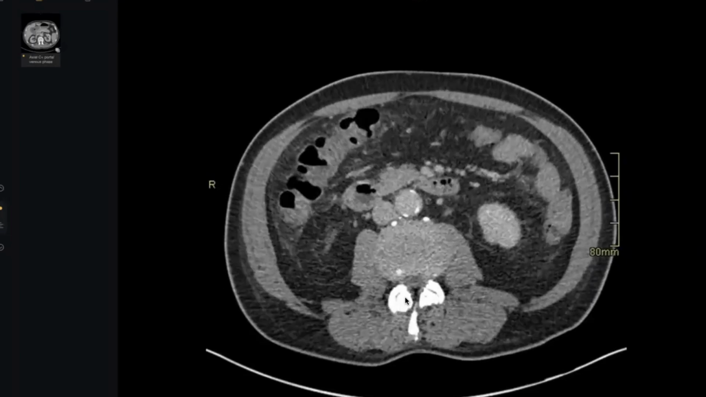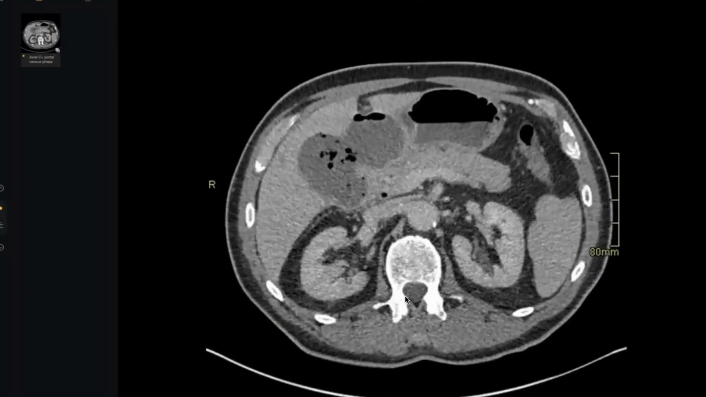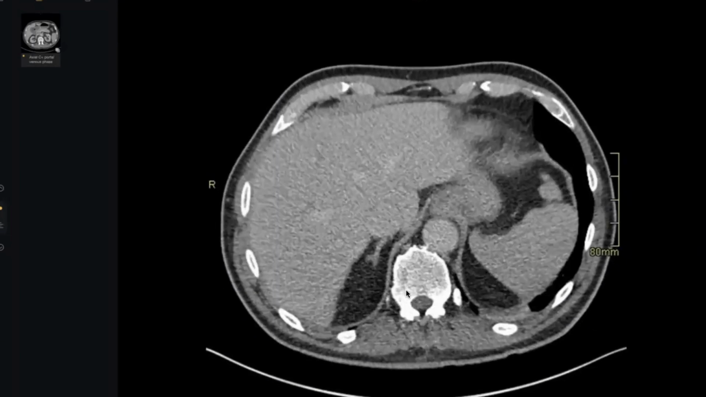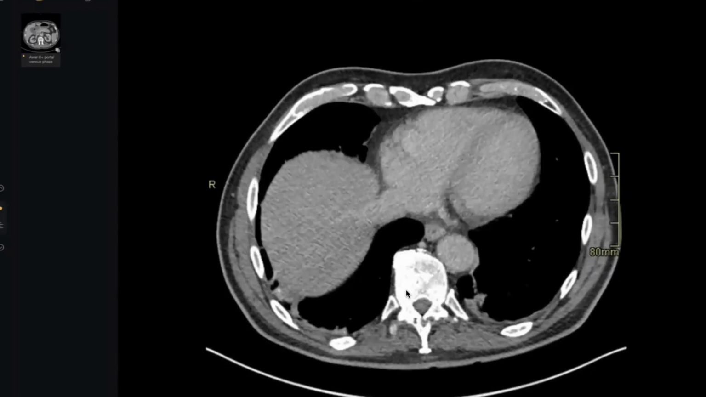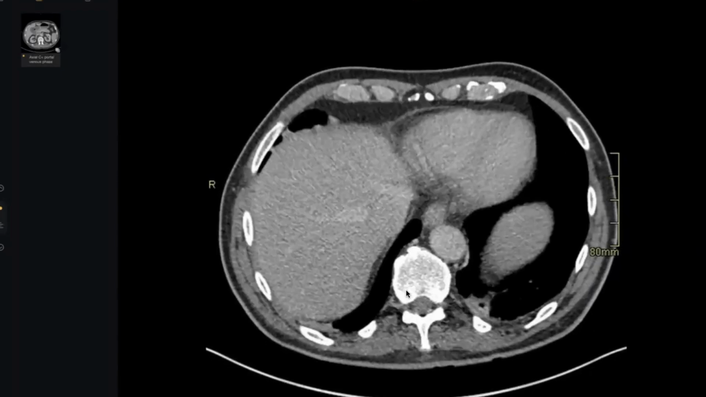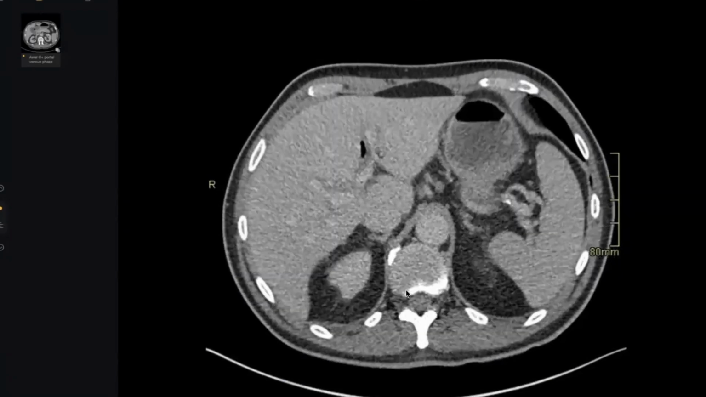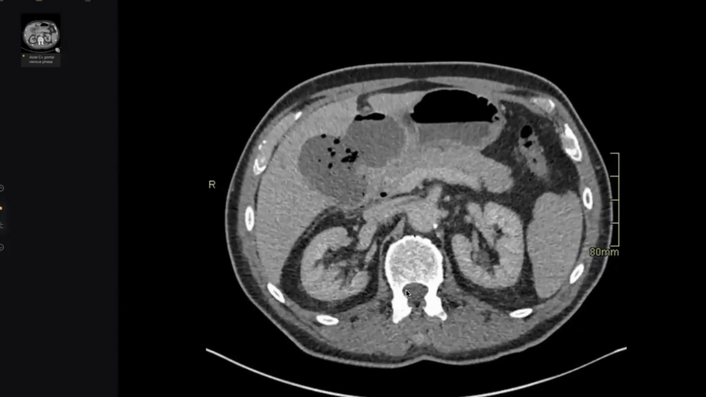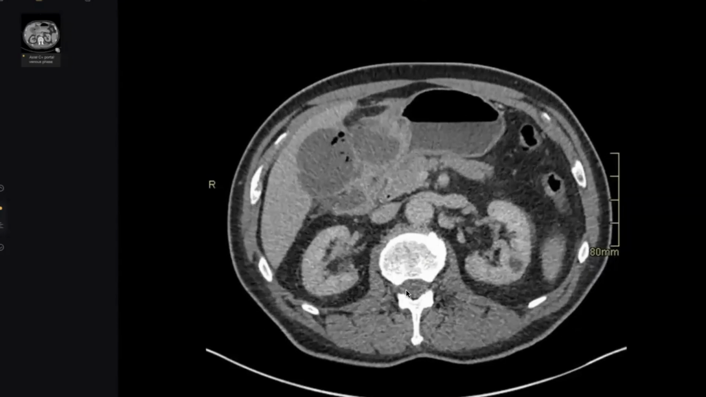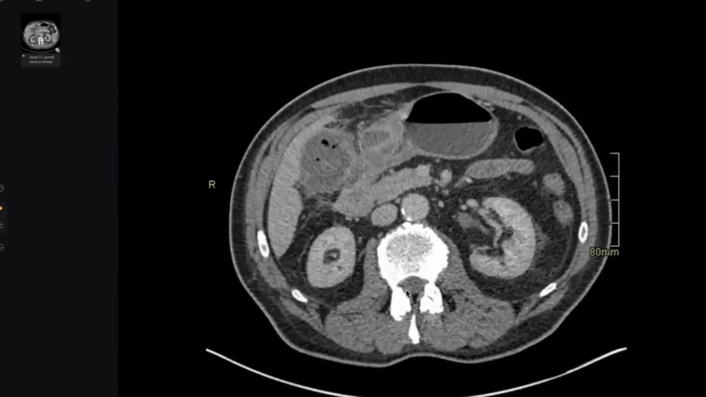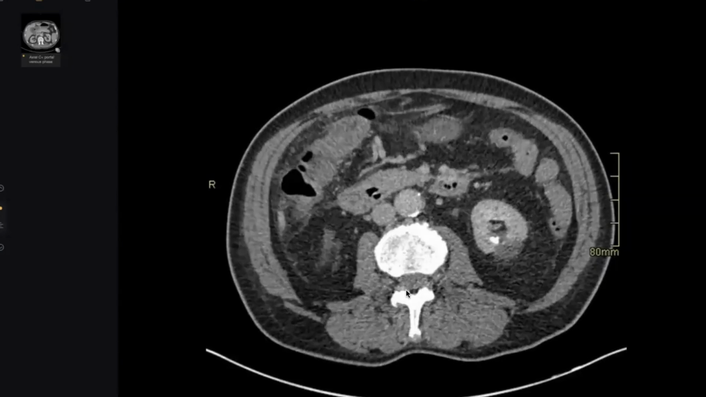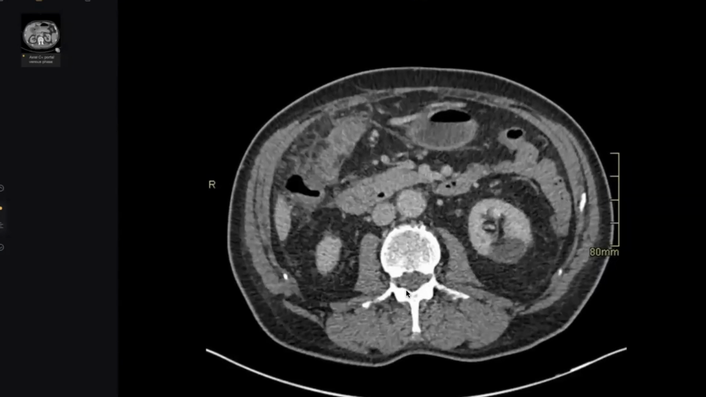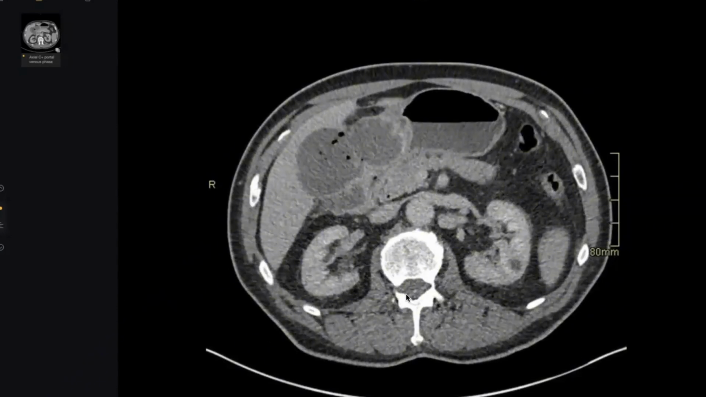There are some atherosclerotic changes in the aorta, and as I go up, I can see significant, well-defined collection formations with internal air locules seen in the region of the gallbladder fossa. I am looking at the gallbladder. I cannot see the gallbladder separately.